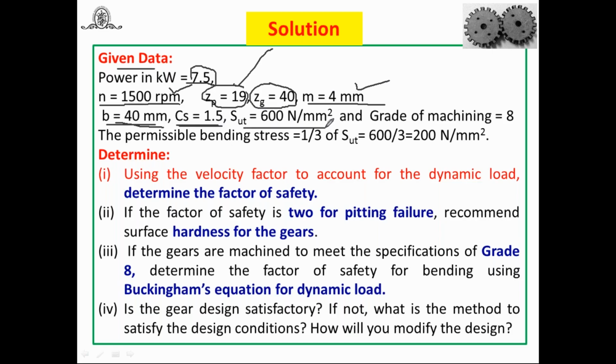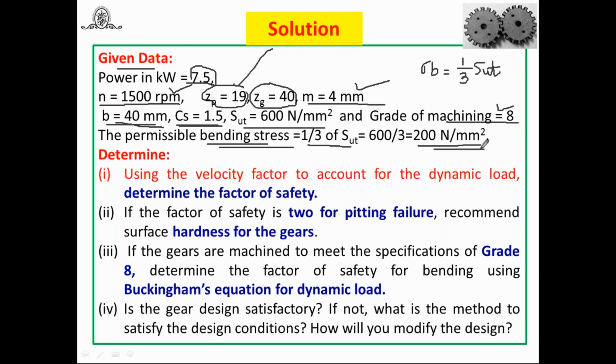Ultimate tensile strength for 40C8 plain carbon steel, for both pinion and gear, is given: Sut is 600 Newton per mm square. Then grade of machining of the gear is 8. It is given in the problem. Then permissible bending stress, sigma b. You know very well that for steel, we have already told you sigma b is equal to 1/3 Sut. 1/3 of Sut means 600 by 3, that is 200 Newton per mm square.